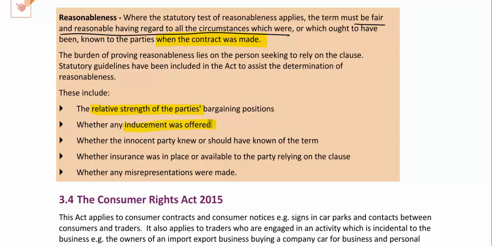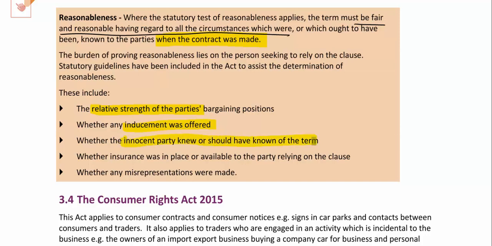Was there an inducement? And by that we mean, for instance, did you get a lower price because the exclusion clause existed? The courts do recognise that quite often exclusion clauses are very useful because they allow businesses to manage their risk and therefore to keep their prices down. So if you got a discount because of the presence of an exclusion clause, that clause is more likely to be reasonable in the court's eyes.